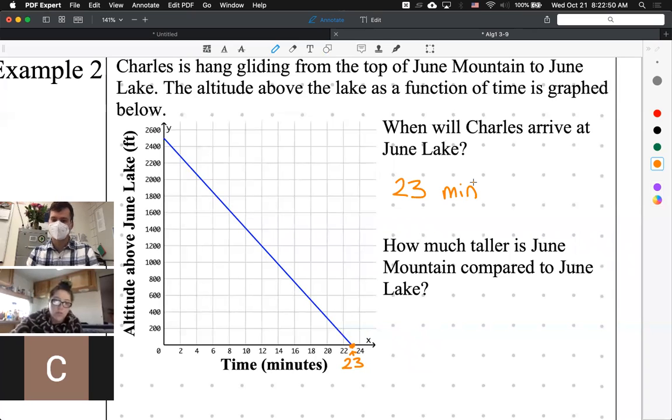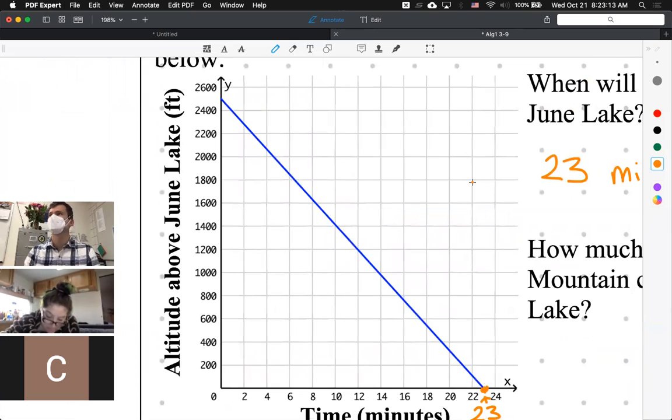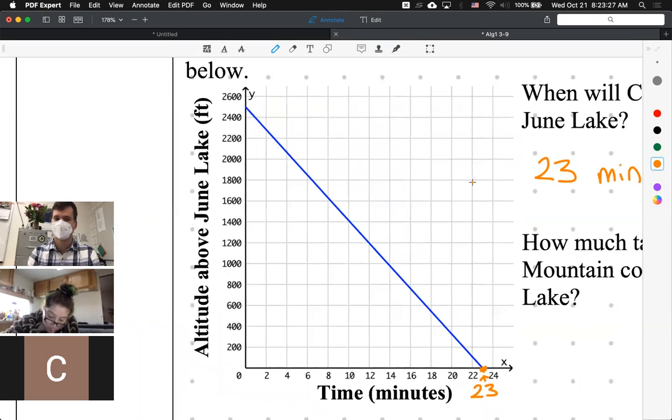All right, next question. How much taller is June Mountain compared to June Lake? Raise your hand once you think you have an answer. Again, how much taller is June Mountain compared to June Lake? Let's zoom in on this graph. One person has a hand raised, two people, three people, four people. Yeah, Braden. How'd you get that?